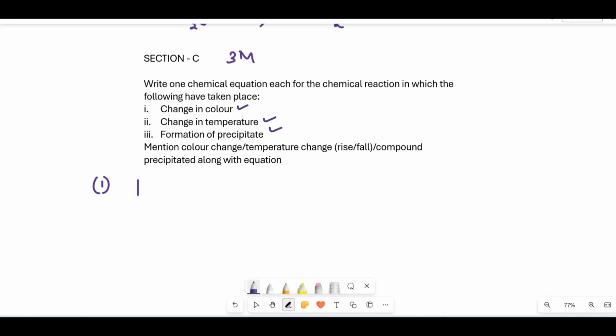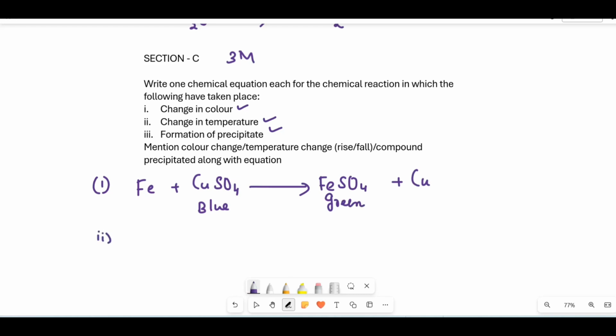So you can write Fe and copper sulfate, a displacement reaction. Copper sulfate is blue in color. Displacement reaction, so you get FeSO4 plus copper. FeSO4 is green in color.